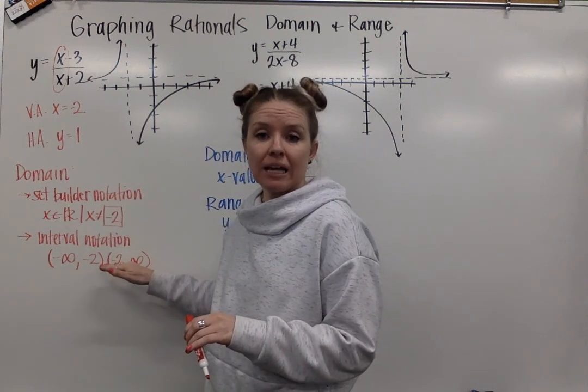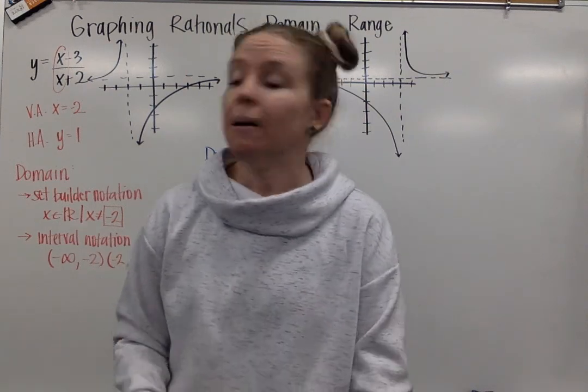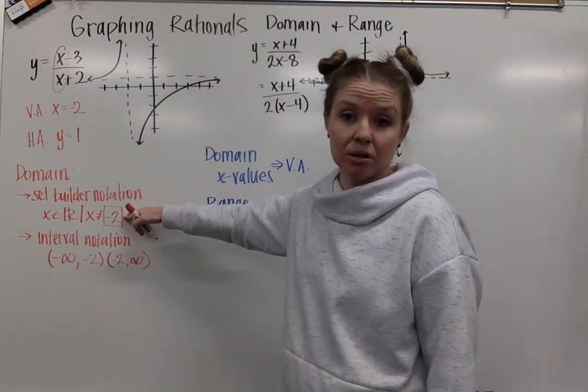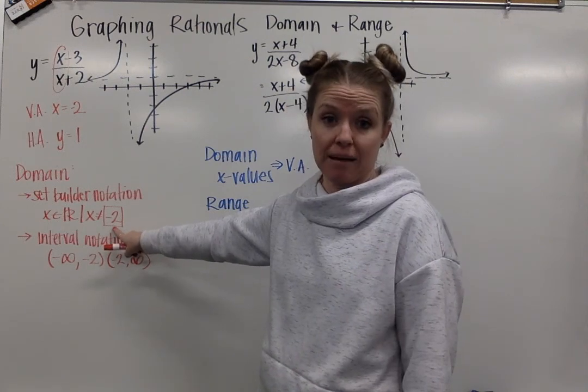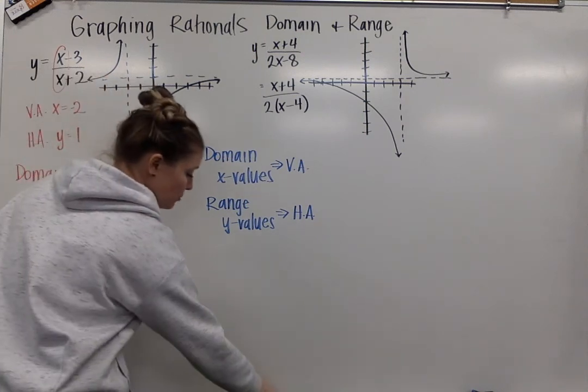Set builder, interval notation. They both have their purposes. They both look kind of cool. But on our quiz, we're going to see the set builder. Again, all you have to do is fill in that blank. So that's the domain of my graph, and that's referring to my vertical asymptote.